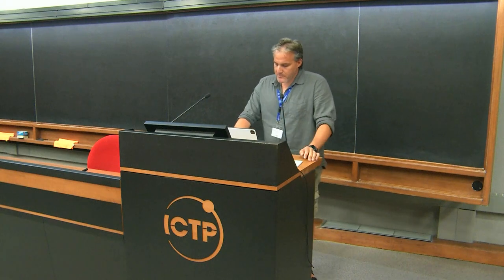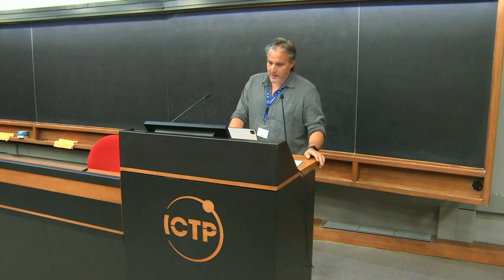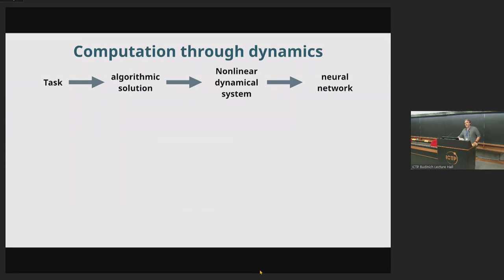So the framework that I'm going to talk about or advocate is what we call computation through dynamics. The idea is this: we have some task we want to do, and this is some interaction with the world. This can be solved using some algorithmic or computational solution. Now, the main assumption here is that this algorithmic solution can be implemented as a nonlinear dynamical system. Because basically, that's what the world is. Leaving quantum aside, we're all some kind of nonlinear dynamical systems. And this nonlinear dynamical system that solves the problem can be implemented as a neural network.